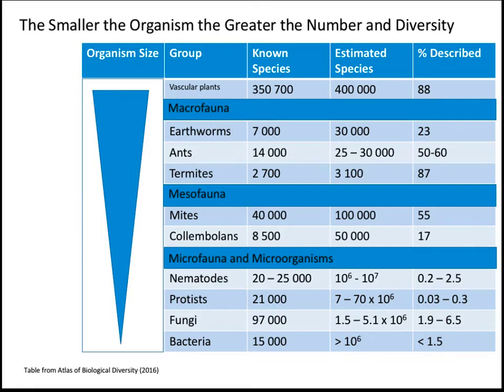Now, the thing about the size of an organism: the smaller you are, the greater the diversity of organisms you have. If we go from our large macrofauna, things like earthworms and ants and termites, we've got several thousand species, and we know what a lot of them are. Most of them are described. But as we get smaller and smaller, we find that there are lots more types of organisms present, but we know less and less about them.